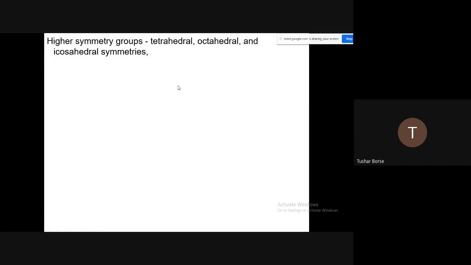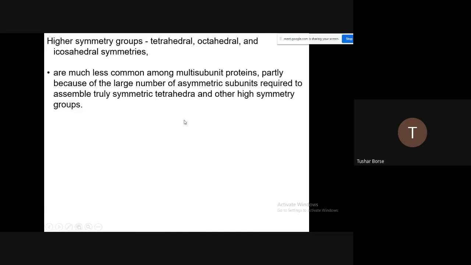Now, as I told you, based on these symmetries you can classify. You have the higher symmetry groups also, like you might have heard of the tetrahedral, octahedral, and icosahedral symmetries, etcetera. Here, in these higher symmetry groups, the number of subunits could be more than 10 or 12. One example I showed you had around 120 subunits in the coat protein of viruses. In those cases, the structures could look something like this.